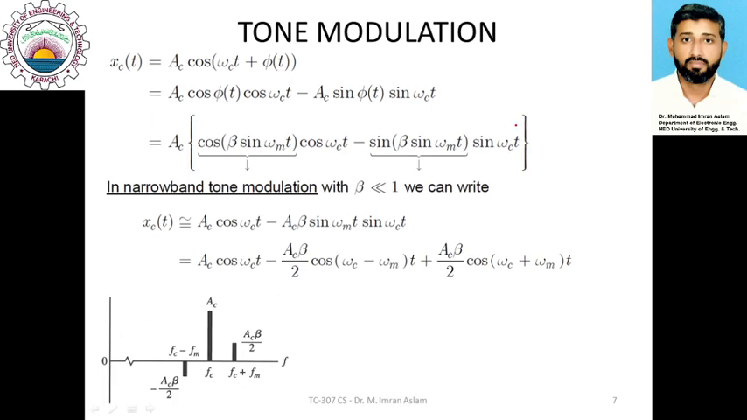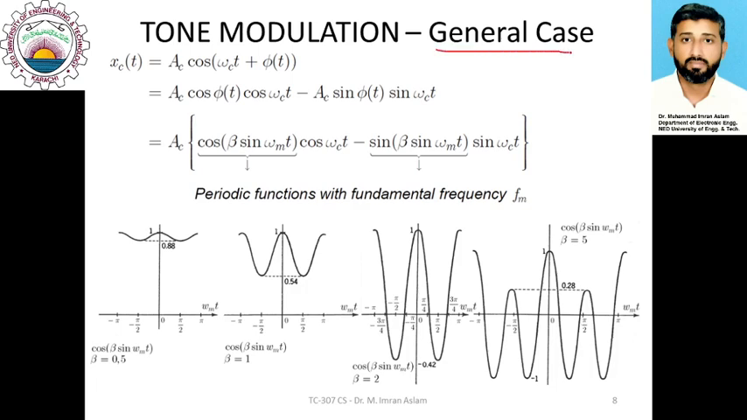Okay, so this was under a specific assumption that beta is much smaller than 1. What happens if beta is not smaller than 1? So what is the general case here? Again, referring back to this relationship A_c cos(omega_c t + phi(t)), we can expand it by substituting the value of phi(t) to get this formula.